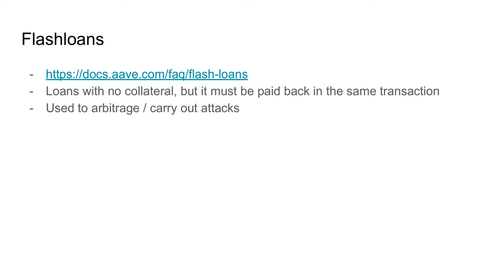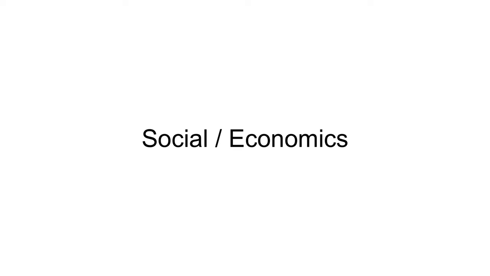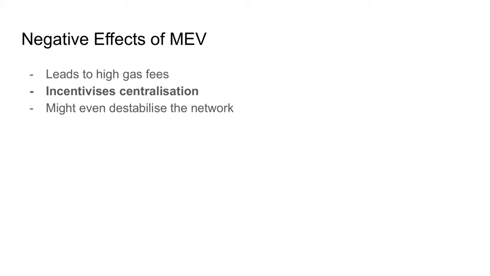Okay, so now we'll talk about some basic arbitrage opportunities. I would like to discuss the social and economics of it. So MEV seems like a good way to earn money, but what problems does it create for society? So number one, it leads to high gas fees. If some NFT drops and then everyone's racing, all the bots are racing to it, then that makes the network a bit unusable because you need to wait very long for your transactions.